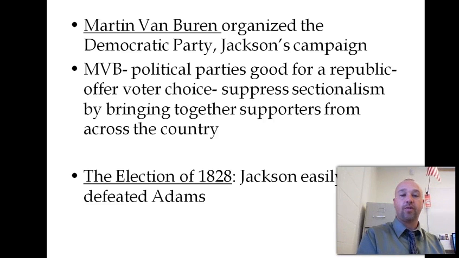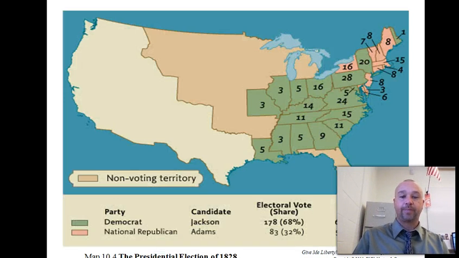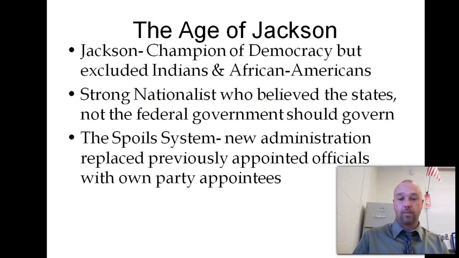Martin Van Buren is going to organize the Democratic Party. He was Jackson's right-hand man, and he believed political parties were good for a republic, offers voters a choice, and also to kind of keep the sectionalism down. You can unite candidates from the North and the South if they're all aligned to the same political party. So the election of 1828 will go to Jackson easily over John Quincy Adams. Jackson forever, we see the sign here, hero of 2 wars and of Orleans, man of the people, Old Hickory. So we see here Jackson won handily by almost a 2-to-1 majority.